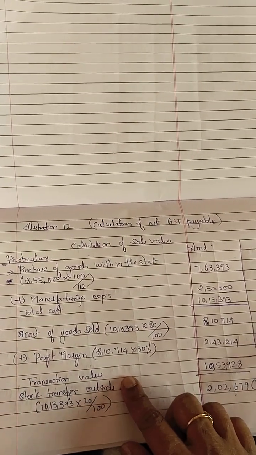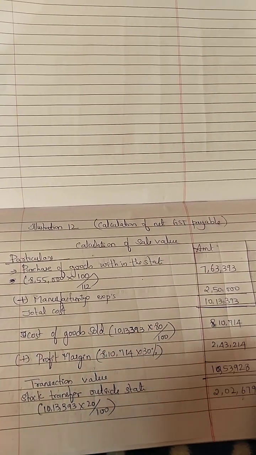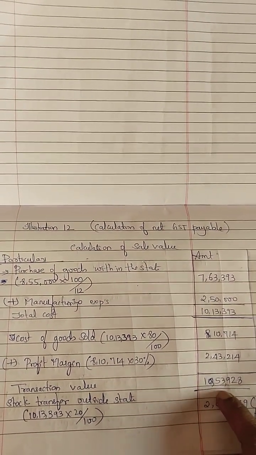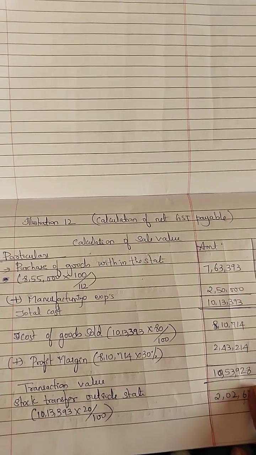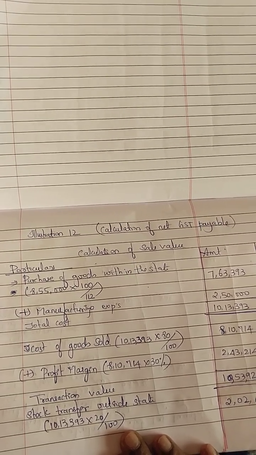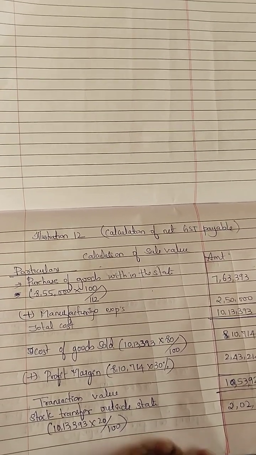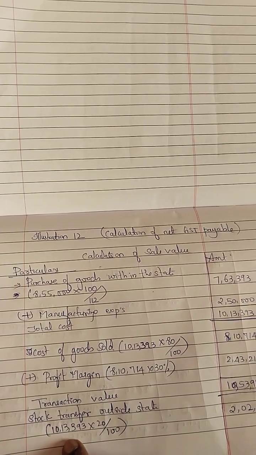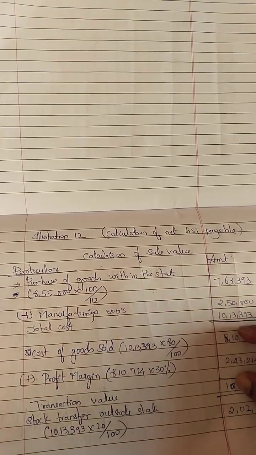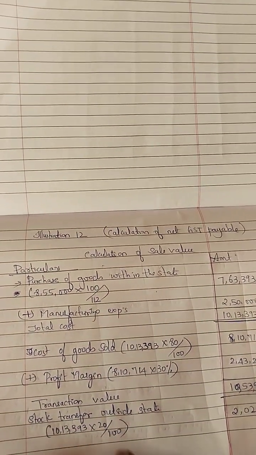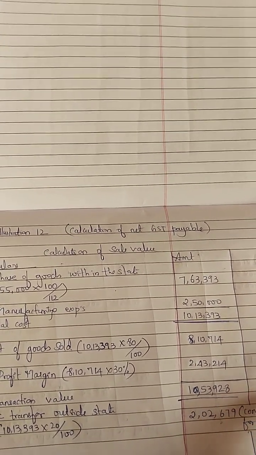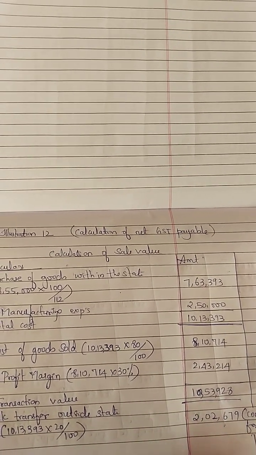Alright, so this transaction value is something which is within the state. So you are going to arrive at a total of 10,53,928. Now let us also calculate and keep the stock that is transferred outside the state. So that is to the extent of 10,13,393 into 20%. We calculated only for 80%, no, this is within the state. This is outside the state. 20% divided by 100, so 2,02,679. So this is something which will be considered for calculating your IGST.